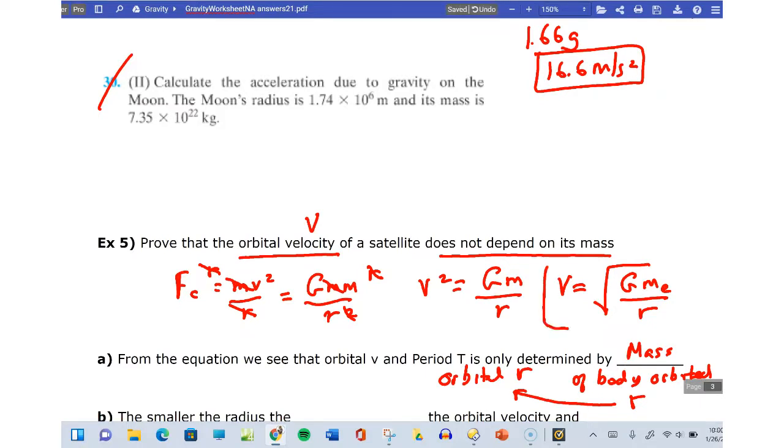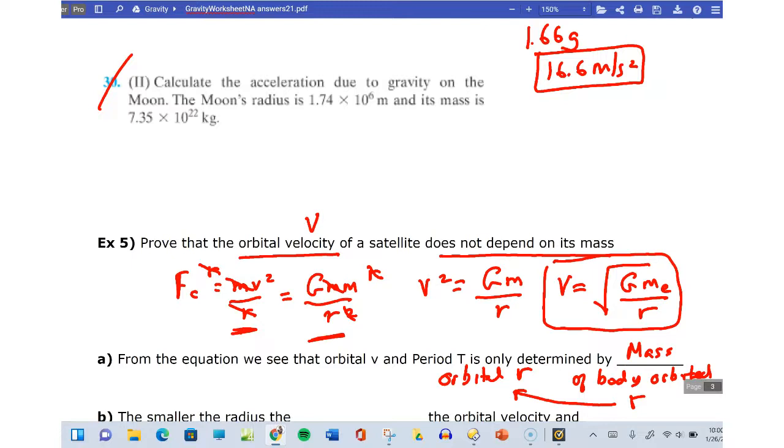So you have to be able to derive this equation. How? The centripetal force comes from the gravity. The little m's cancel out. The large M, the large body being orbited, stays. Whether it's the Earth or the moon, whatever is being orbited, the body being orbited.